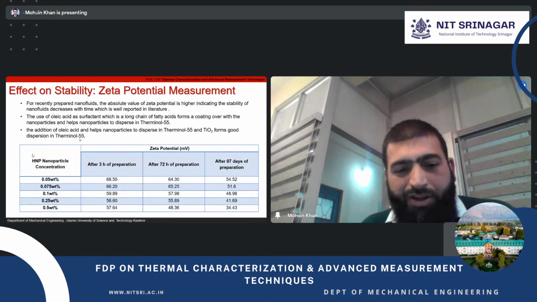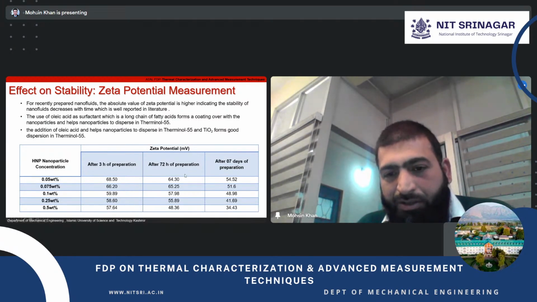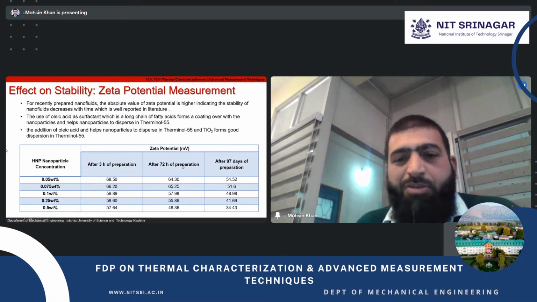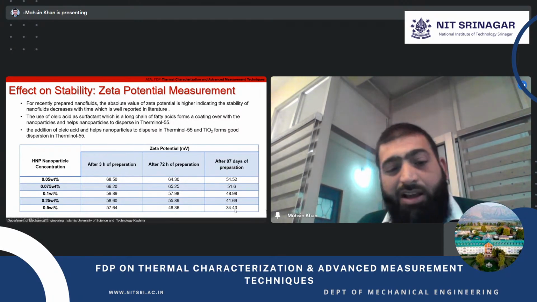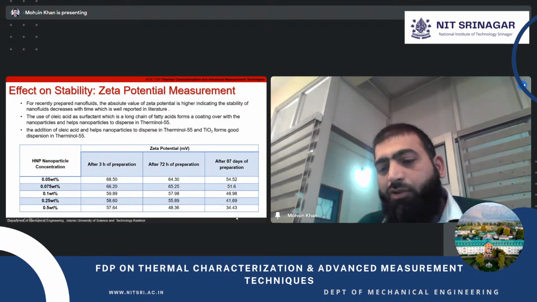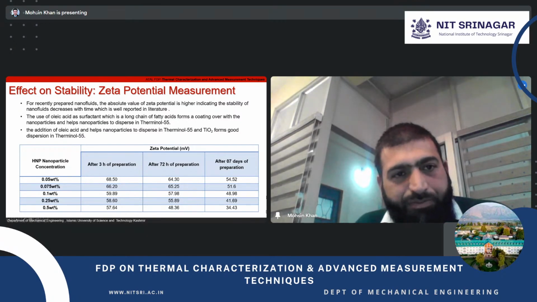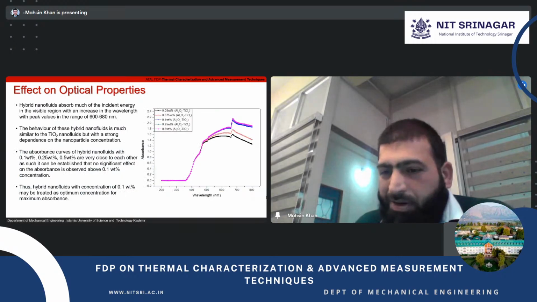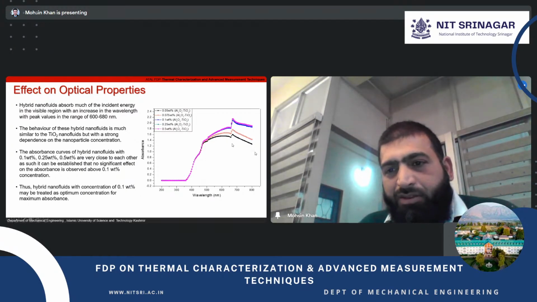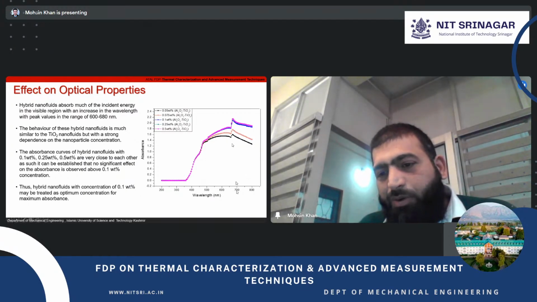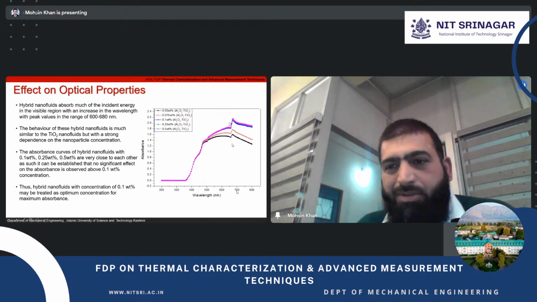Although it's above 30, so we treated them as stable. We did the zeta potential measurements after different intervals. In this case, after 7 days, with the high concentration of nanoparticles, it reduced to 34.43 millivolts. We did a study on optical properties. We found that the absorbance increases with the nanoparticle concentration, which peaks at around 700 nanometers. So it lies in the visible range.